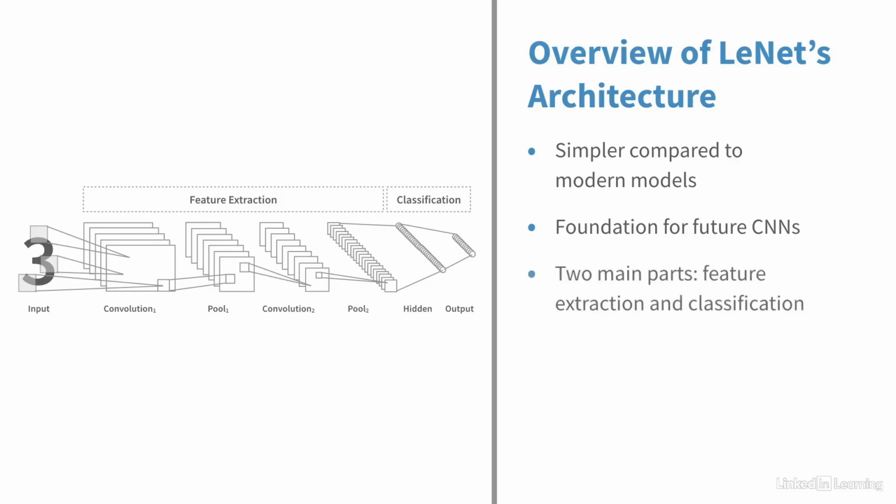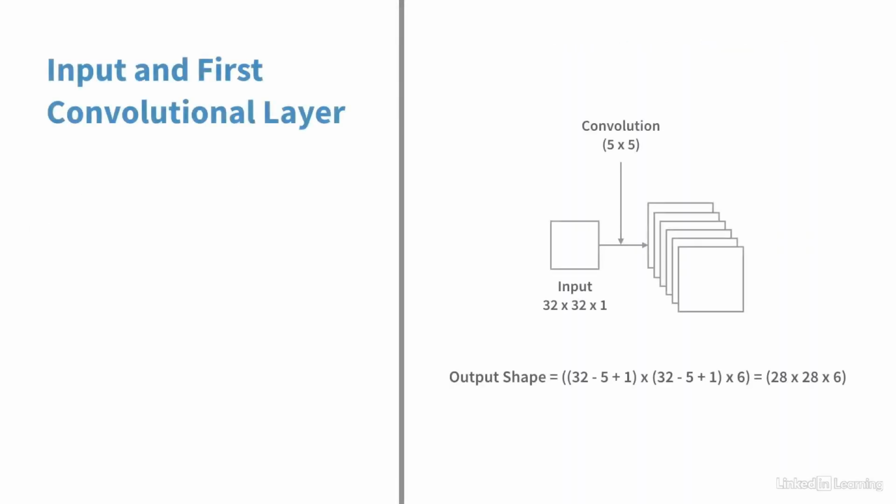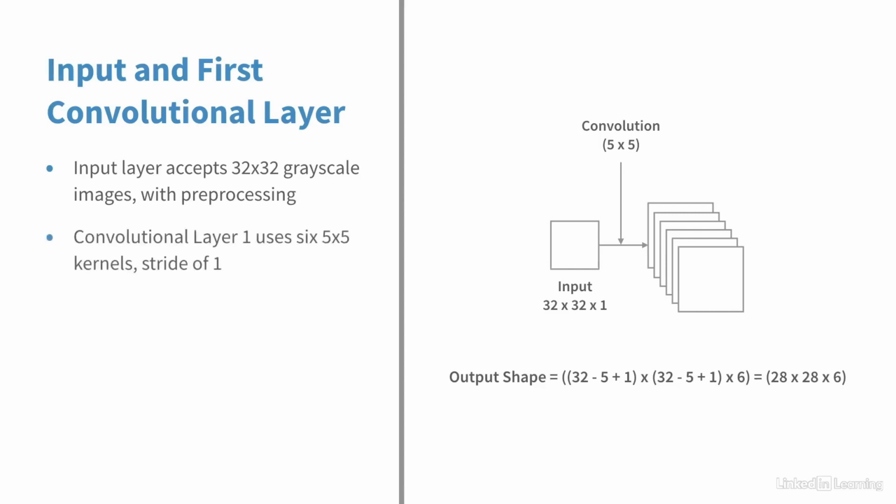The architecture can be divided into two main parts. The first is the feature extraction part, which comprises convolutional and pooling layers. The second is the classification part, which consists of fully connected layers. Let's talk through this architecture. First is the input layer. The input layer accepts grayscale images with a size of 32 by 32 pixels. The convolutional layer is immediately after that, and this layer consists of 6 convolutional kernels of size 5 by 5 with a stride of 1. This ends up resulting in 6 feature maps of size 28 by 28.